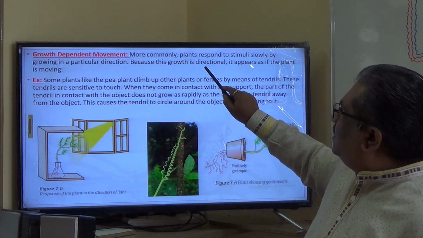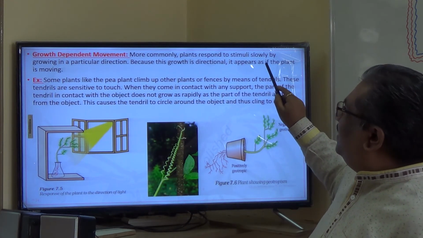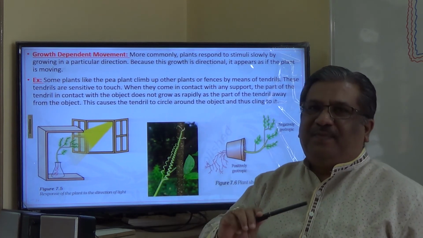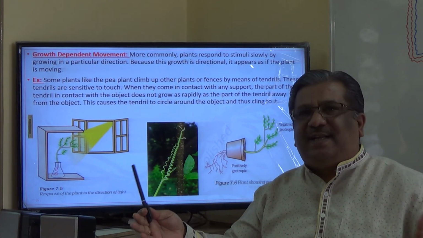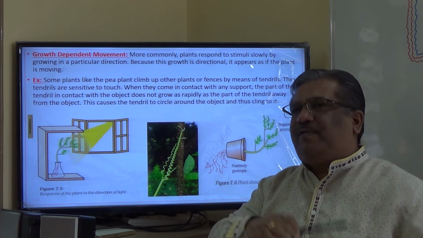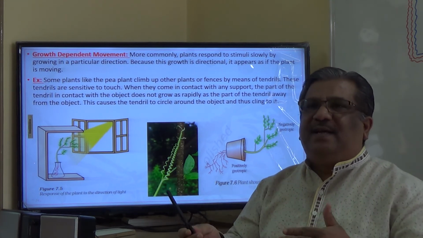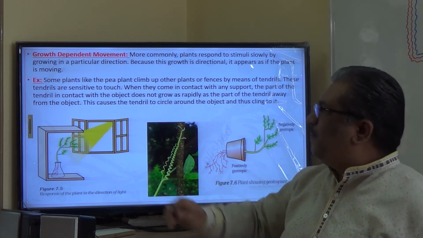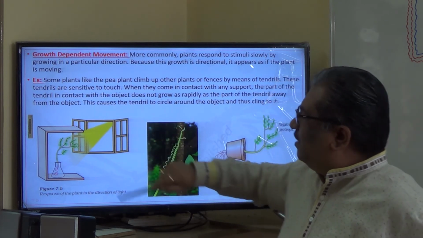Because this growth is directional, it appears as if the plant is moving. Yes, this growth is towards the direction or towards the stimulus or away from the stimulus, and therefore we say that there is a movement due to growth. Okay, some examples we'll see here.